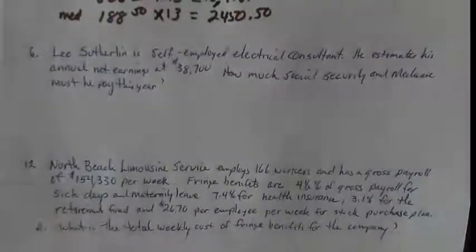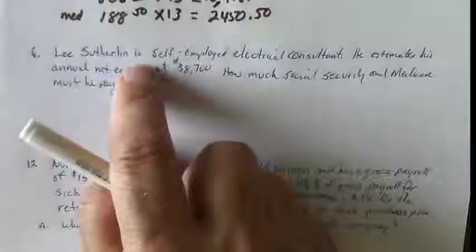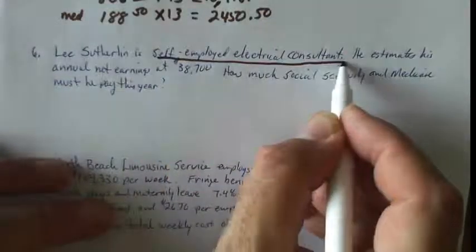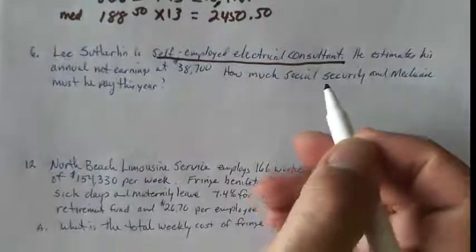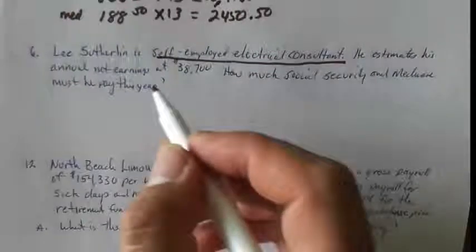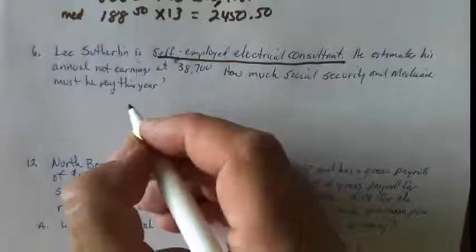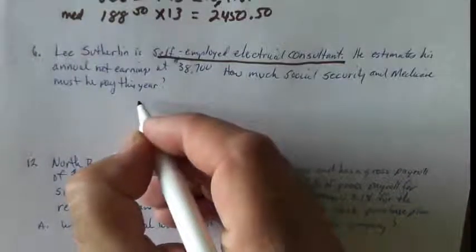Again, it's the same thing here. Let's look at number 6. It's a slightly different problem. He's not over any limits, so I picked this one because it says Lee Sutherland is a self-employed electrical consultant. Now, from your reading, you know that self-employed has a different tax rate for both Social Security and Medicare. Oops, I missed the self-employed tax rate for Social Security, so I'm just going to clear that out.